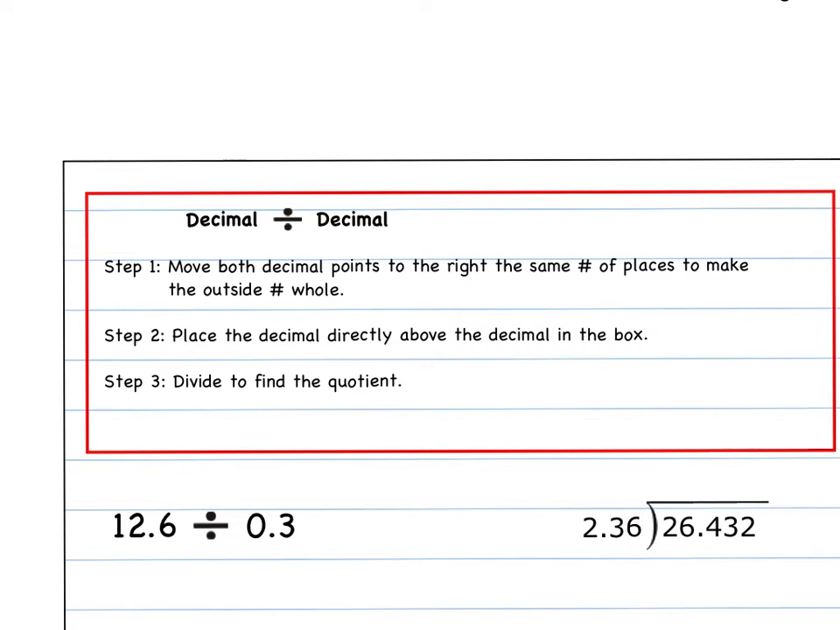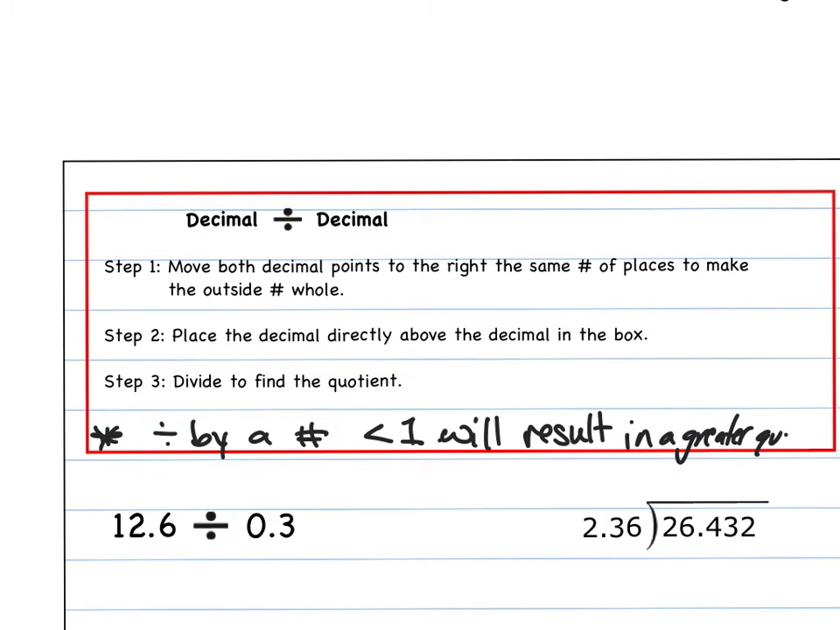One thing you'll notice is that on some of these, we're going to be dividing by numbers that are greater than 1, and then some of them we're going to be dividing by numbers that are less than 1. One little note you should make is that when you are dividing by a number that is less than 1, that will result in a quotient that is greater than what you started with. And if you think about that, why that makes sense.